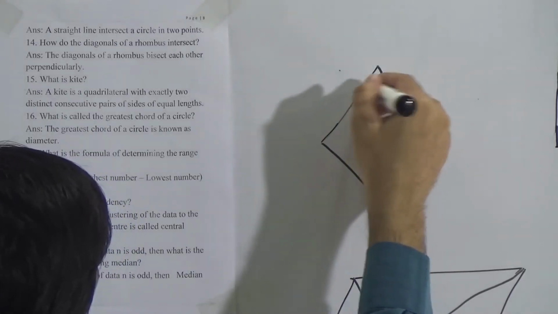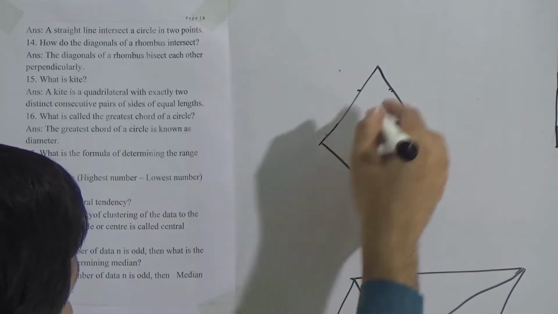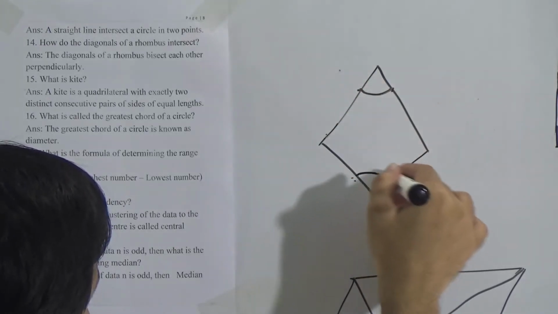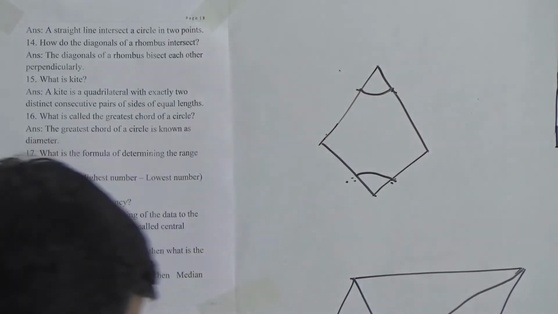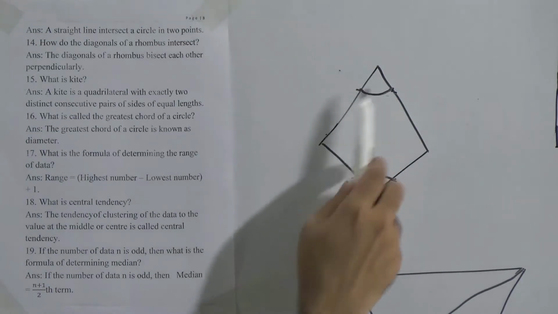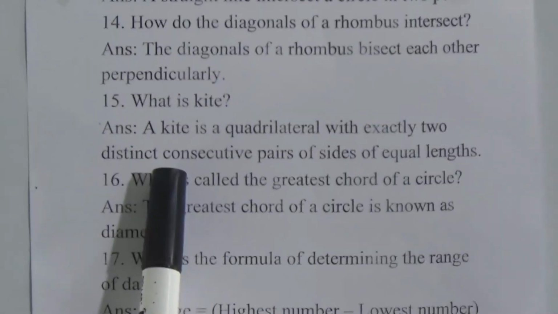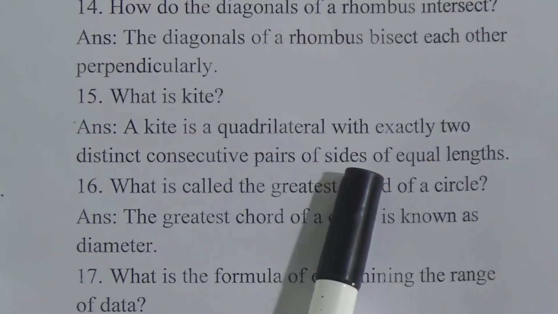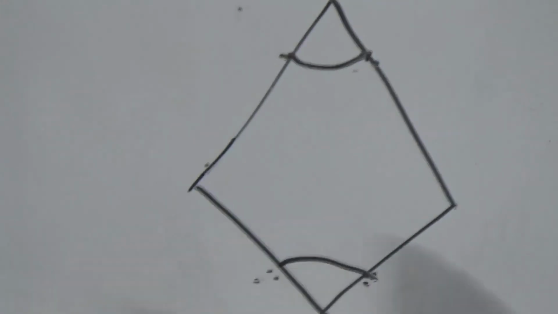These two sides are adjacent sides, and these two sides are adjacent sides, and only this pair and this pair are equal. This one and this one are equal. So we can say a kite is a quadrilateral with exactly two distinct consecutive pairs of sides of equal length. These are consecutive pairs of sides that are equal.